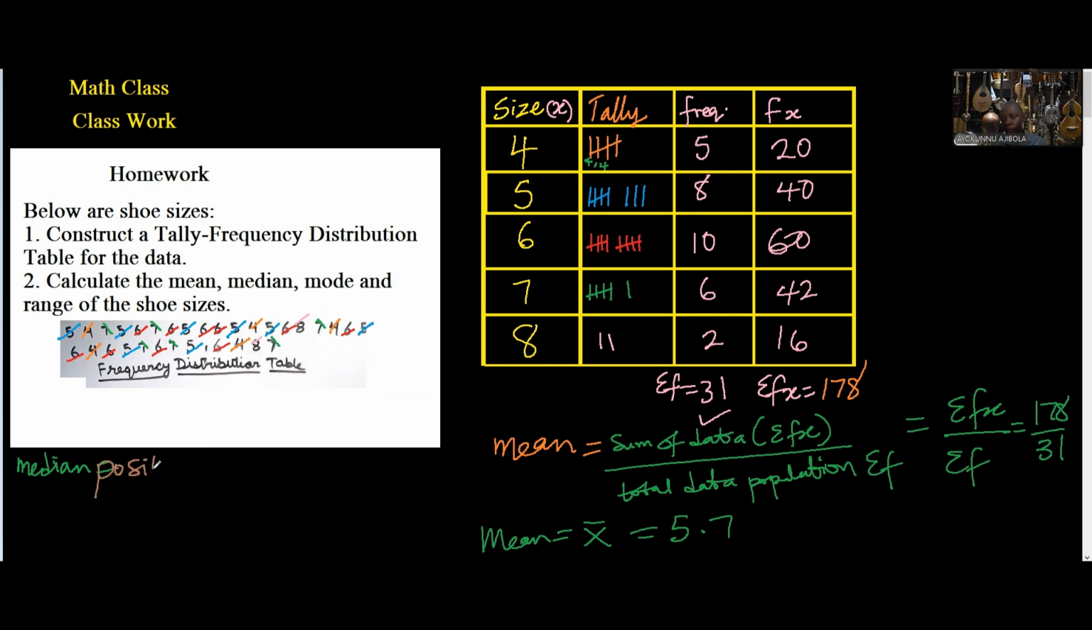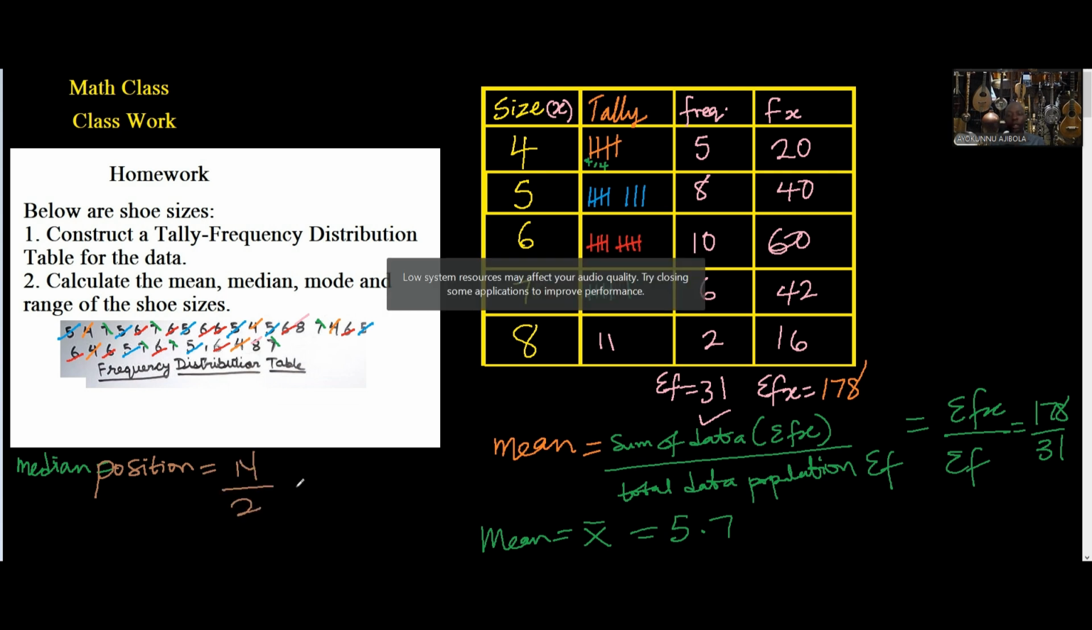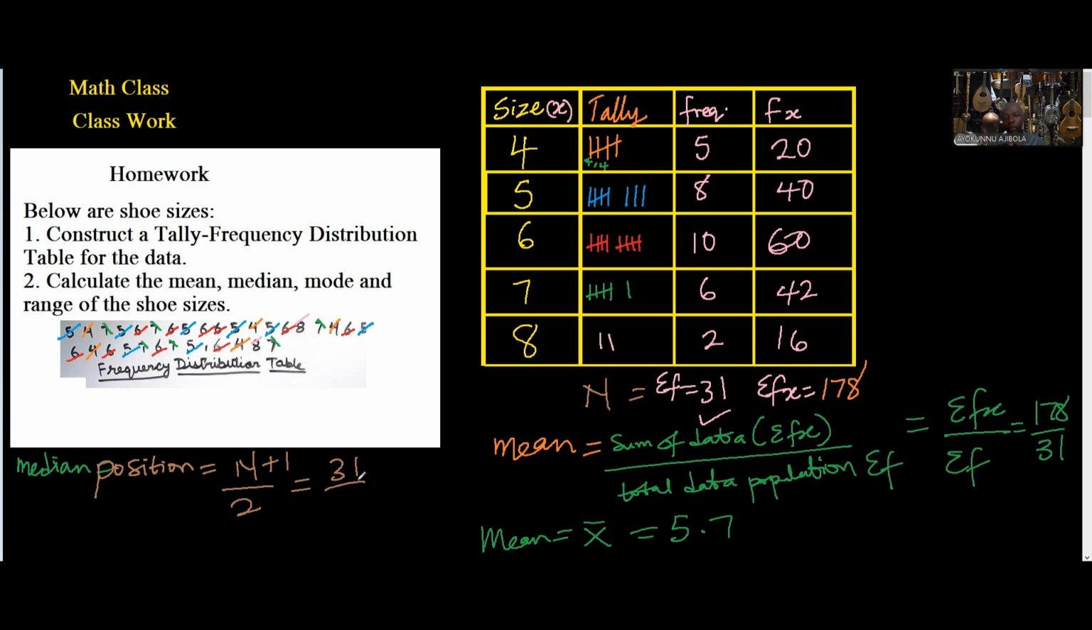Median position. This will be the total population over 2 if it's an even number. But because we have an odd number n, we're going to add plus 1, because we're dealing with odd. So that is 31 plus 1 all over 2. That will be 32 over 2, and that will be the 16th position.